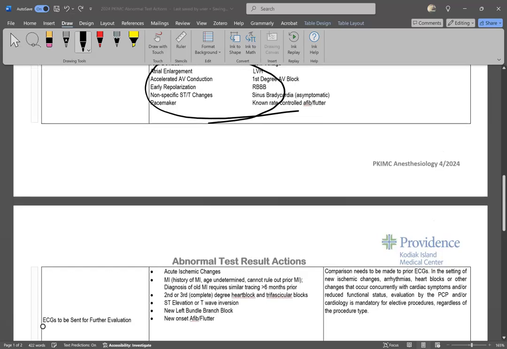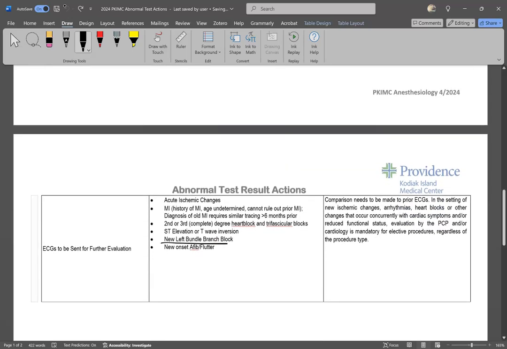That didn't quite work like we wanted to, did it? So we see here, we got that new left bundle branch block. So what are we going to do with that? You look to the box to the right, and it says we need to compare to the prior EKGs, and you just follow those instructions there. But basically, we're going to let the surgeon know what we found, and we look at the box, and it says exactly what to do.